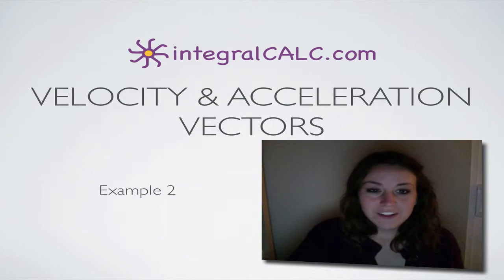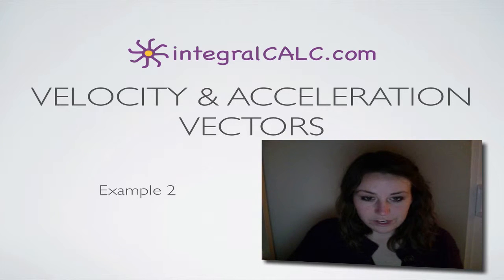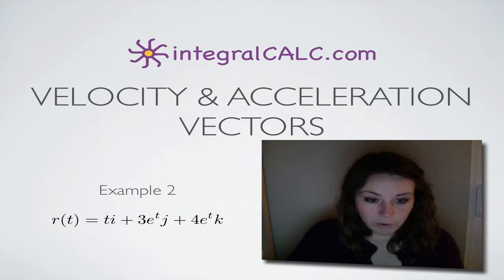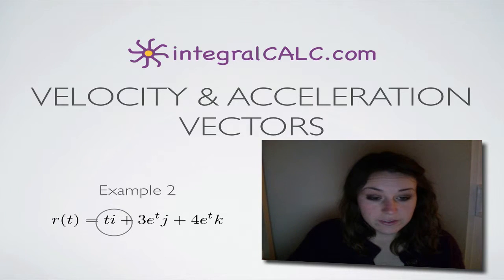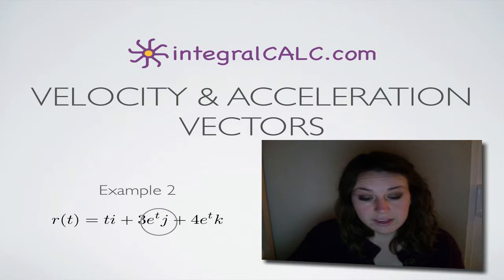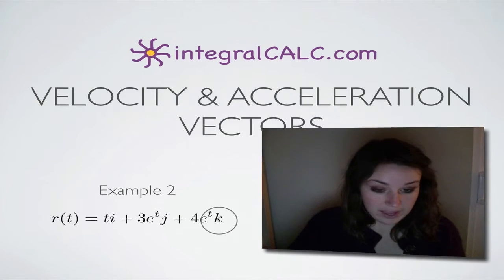Today we're going to be doing another example of velocity and acceleration vectors. And like the last problem, we're also going to find speed. So the problem we're given is r of t equals ti plus 3e to the t times j plus 4e to the t times k.